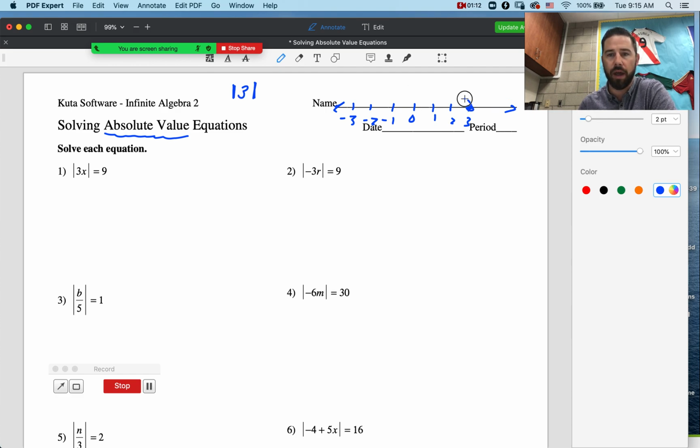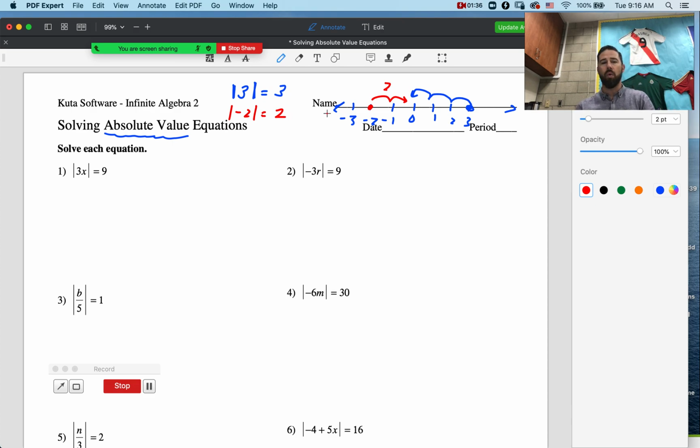So you'd say, okay, 1, 2, 3. The absolute value of 3 is 3. It's 3 spaces away from 0 on a number line. They could ask you something different and say, what's the absolute value of -2? And you'd say, okay, -2. How far is that from 0 on a number line? 1, 2. So the absolute value of -2 is 2.